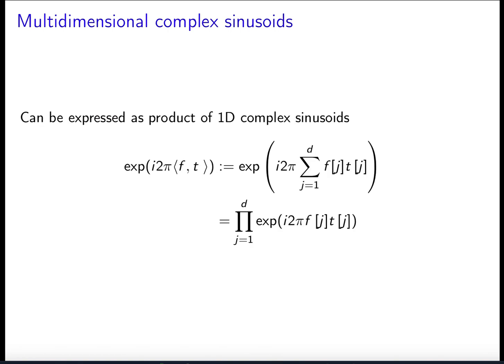It turns out that multidimensional complex sinusoids can be expressed in terms of 1D complex sinusoids, or 1D complex exponentials, because we can express the inner product as this sum. And now we can just split the exponential of the sum into the product of the exponentials, and each of these terms is just a complex sinusoid in itself, where the frequency is equal to the corresponding entry of the frequency vector, and the time index corresponds to the corresponding entry of the time index.